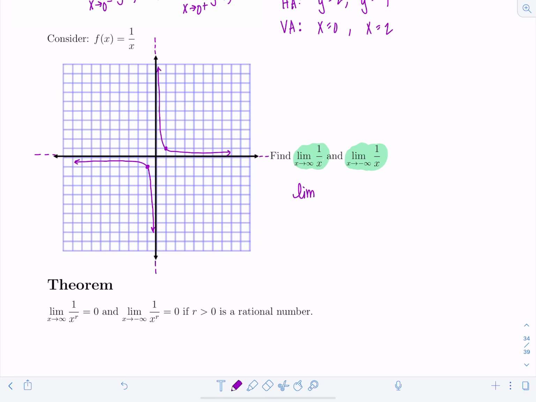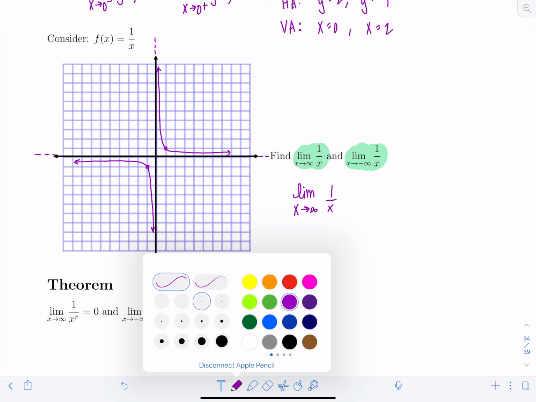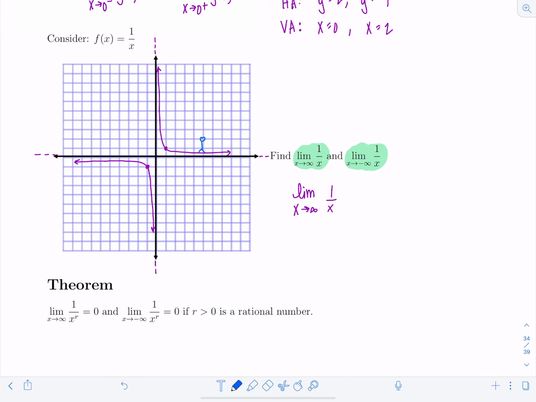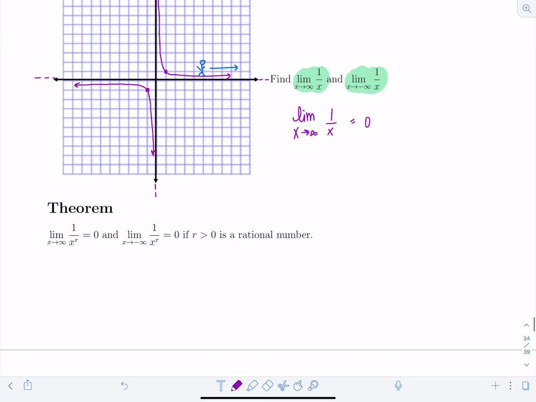All right, now let's use our graph and see if we can evaluate these two limits. So the limit as x approaches positive infinity for 1 over x. So now imagine you're walking on the graph. You're headed in the positive x direction forever and ever. What y value are you tending towards? Where's the graph going? It's going towards 0, towards y equals 0.